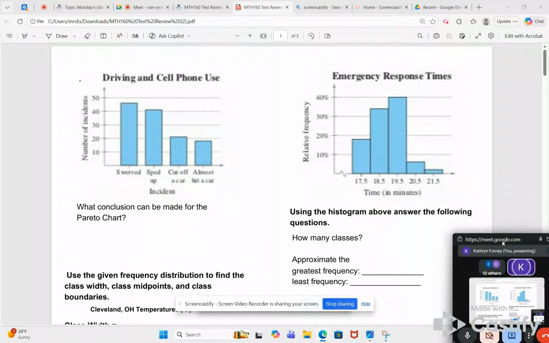So I'm gonna put this kind of in the corner. So your test will have questions similar to what we're going over today, from units 1 and 2.